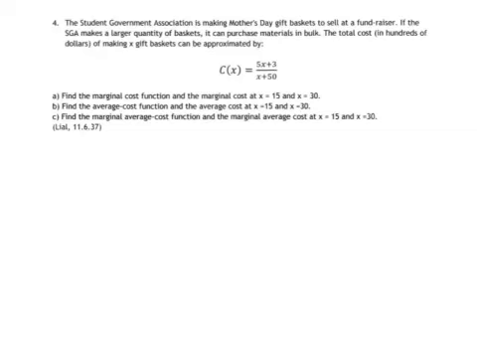The first step to solving part C, where it says find the marginal average cost function, is remembering we have to start from the average cost function. So let's recall what that was. The average cost function was 5x plus 3 over x squared plus 50x.